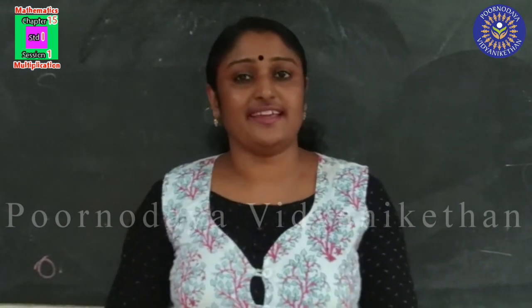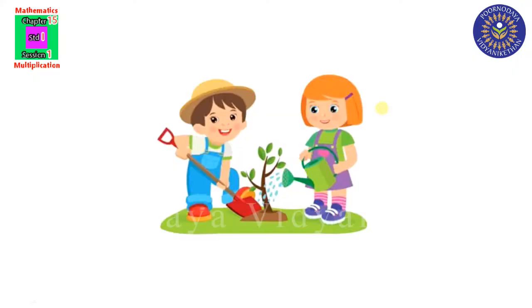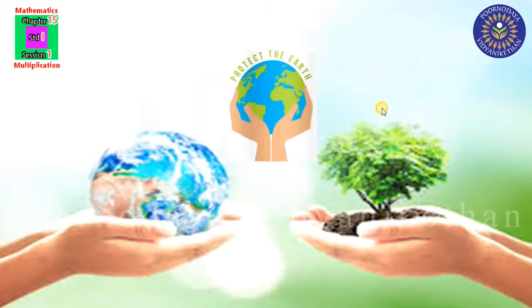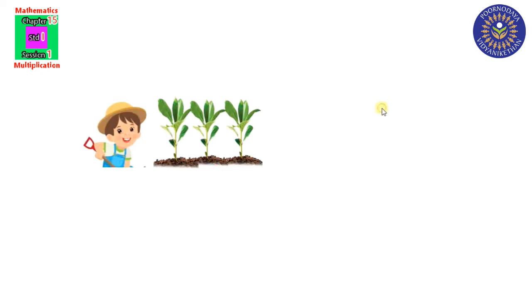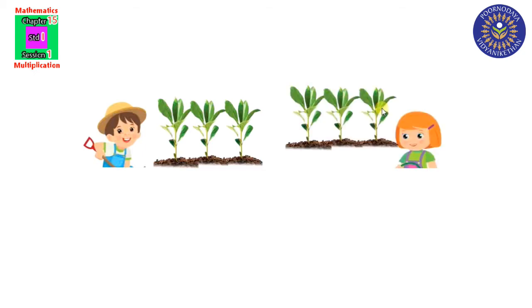Listen carefully. Children, Tinu and Tina are planting some trees. Their teacher taught them about earth and environment, so they realized it is important to save our earth and environment, and they decided to plant trees. Look here, Tinu planted 3 trees. Tina also planted 3 trees. Listen, 3 plus 3 is equal to 6. They planted 6 trees altogether.